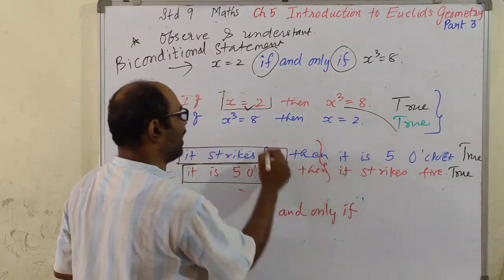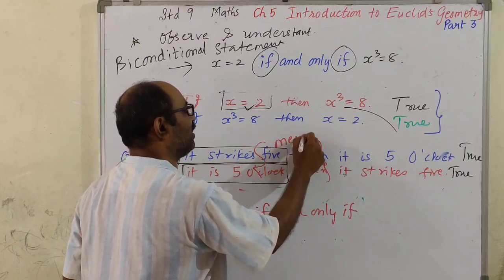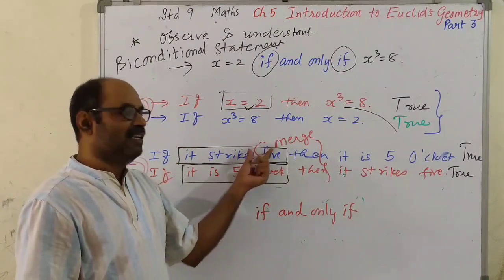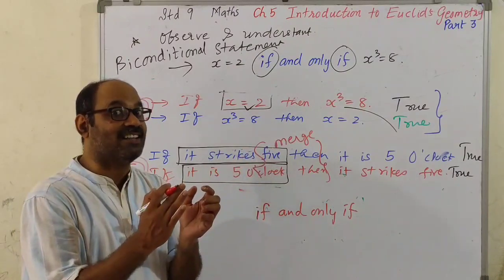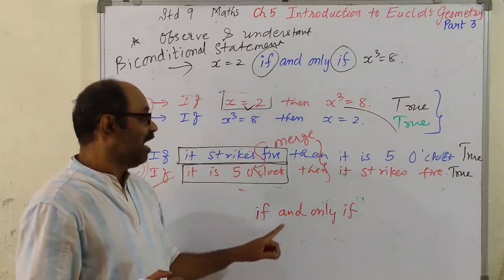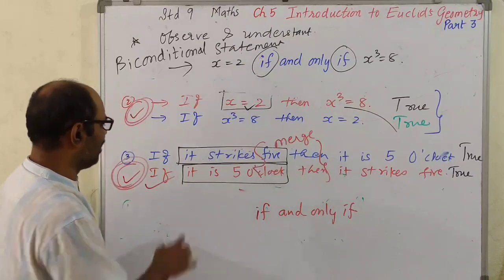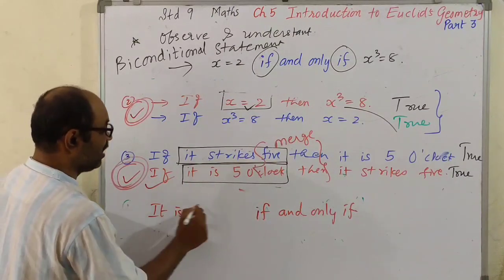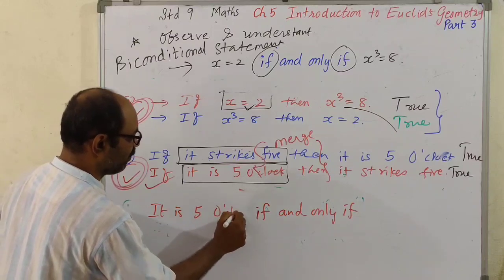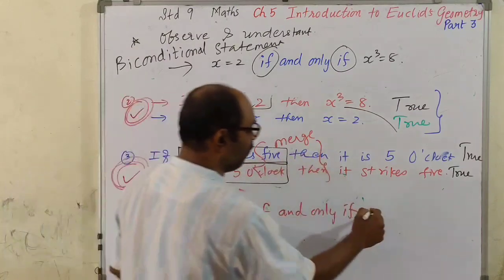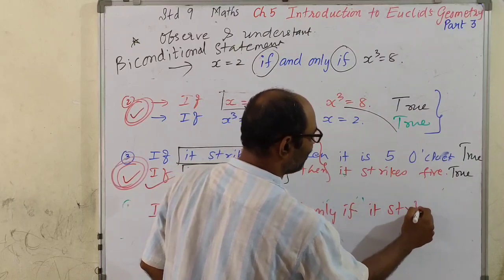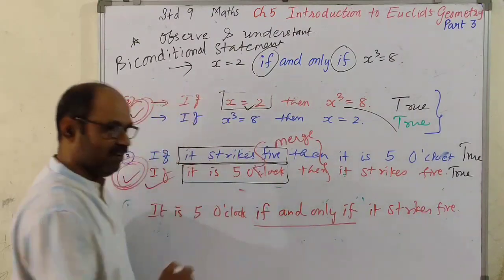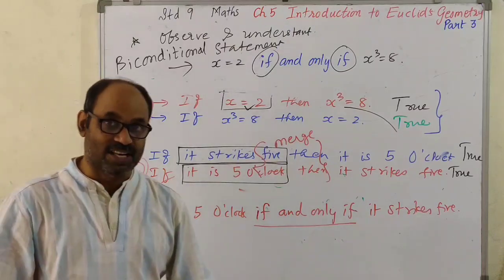ये दोनों statement को merge कर देते हैं एक ही sentence में, making it biconditional. Conditional और conditional दोनों को merge कर दिया तो biconditional हो गया. So I put if and only if. Here, चलो इसका लेता हूं. It is 5 o'clock if and only if it strikes 5. So you can see if and only if. So this statement is called biconditional statement.